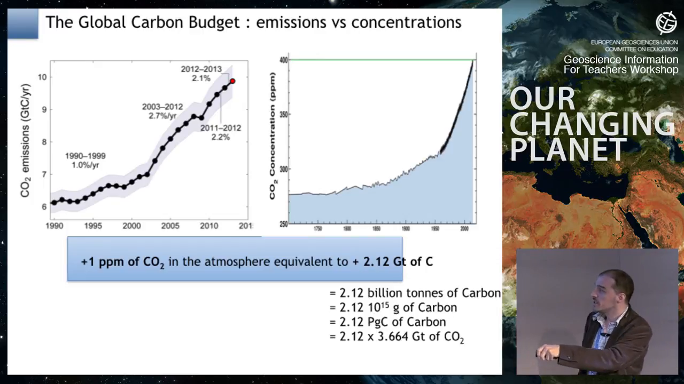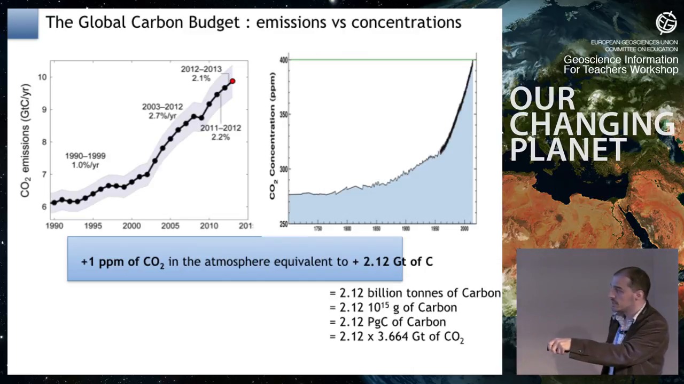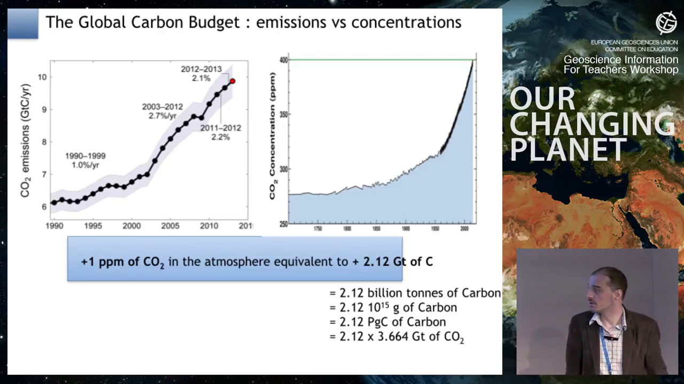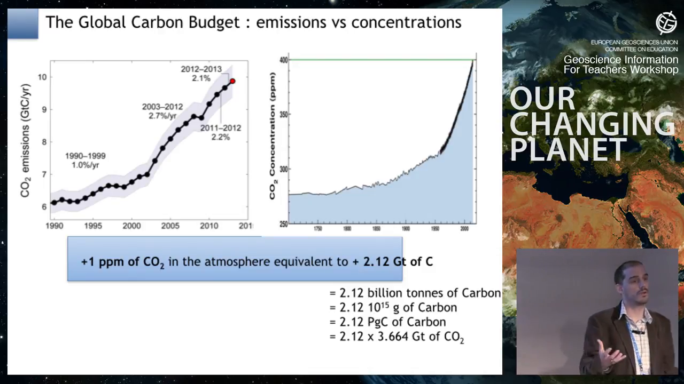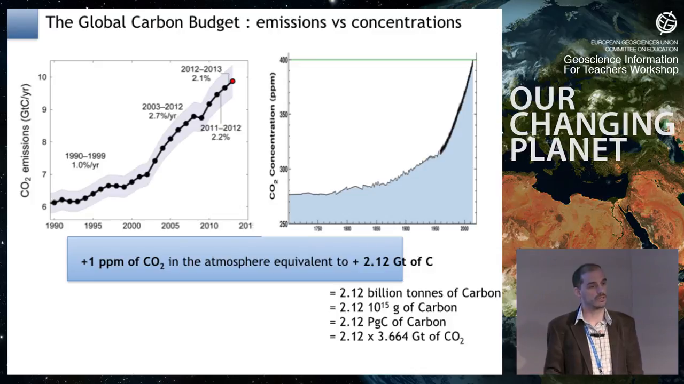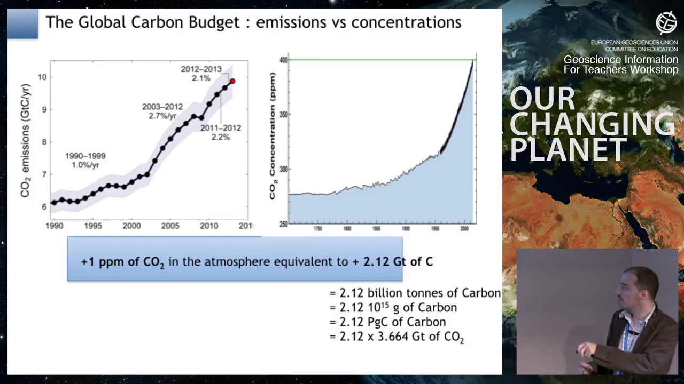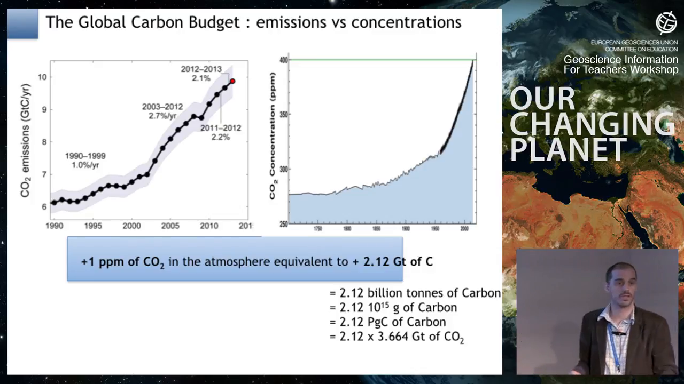You have other units here. Gigaton of carbon, that's billion tons of carbon. Sometimes it's expressed in grams, 10 to the 15th. If you keep it in grams, it's petagram of carbon here, it's always the same. And then sometimes it's also expressed in the mass of CO2, so you have to account for the mass of the oxygen atoms. So all this is the same. And 1 ppm would be equivalent to all these numbers here.